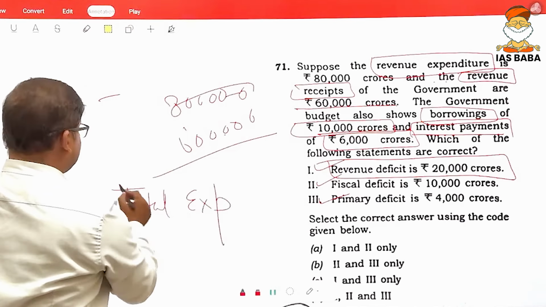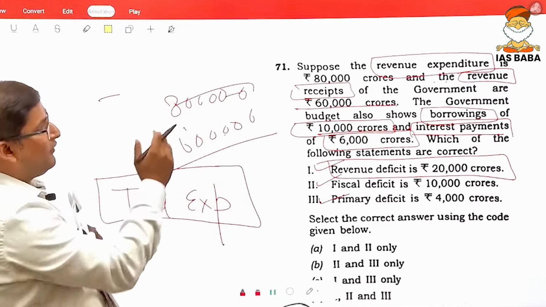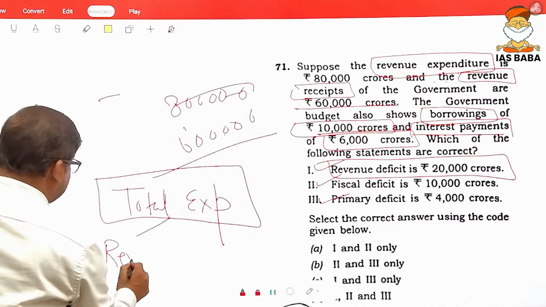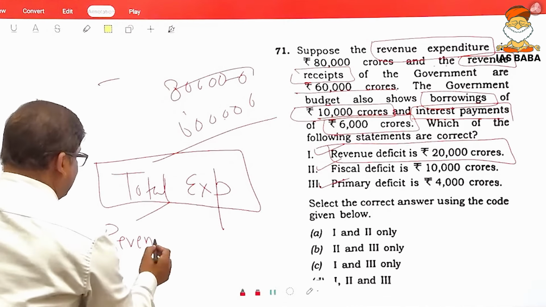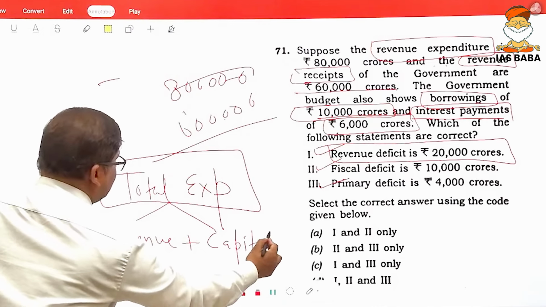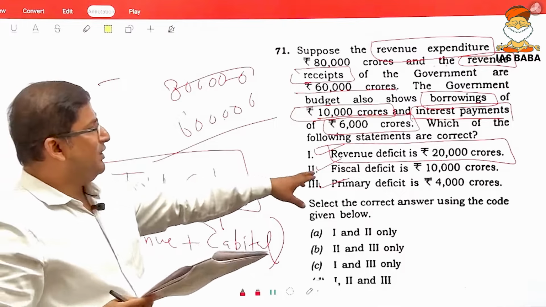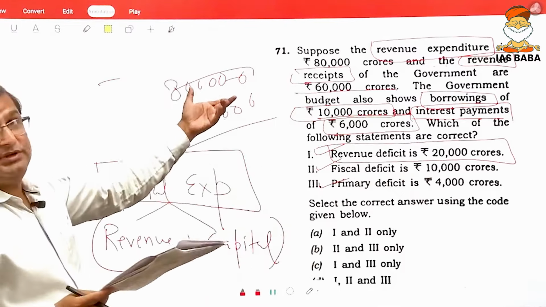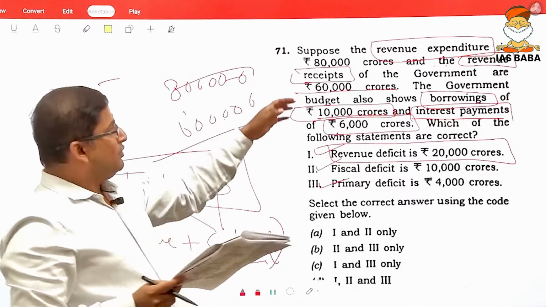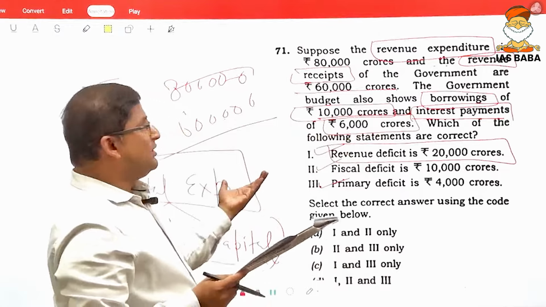And here in this question, total expenditure is not given. I could not find the total expenditure. Total expenditure means revenue expenditure plus capital expenditure, both. That is total expenditure. So for finding out fiscal deficit, we need total expenditure. Total expenditure means revenue expenditure as well as capital expenditure. But I could not find here what is the capital expenditure. So this is a doubtful question for me.